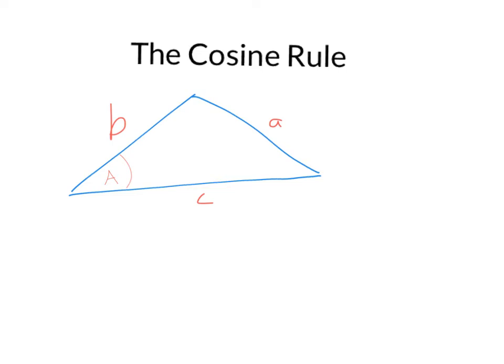Hello everybody. So today I'm going to be talking to you about the cosine rule. The cosine rule is one of your last ports of call if you're doing a trigonometry question. So I would use it for a question that has no right angle triangle.